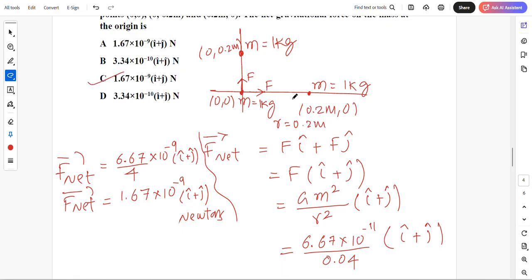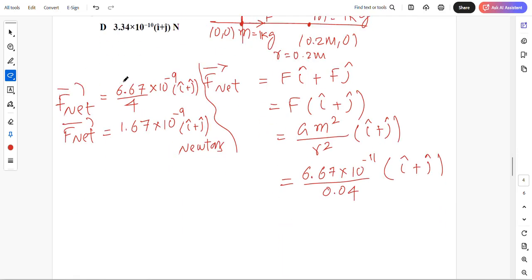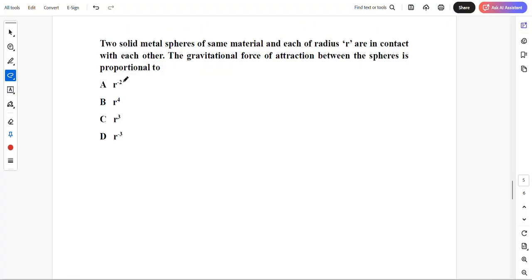Hope you understood. See, these are identical masses. Identical point masses will have the same force, the magnitude will be the same. Direction is what? Towards the x-axis and towards the y-axis. Hope you understood. This is the correct answer. Let us do the next problem.